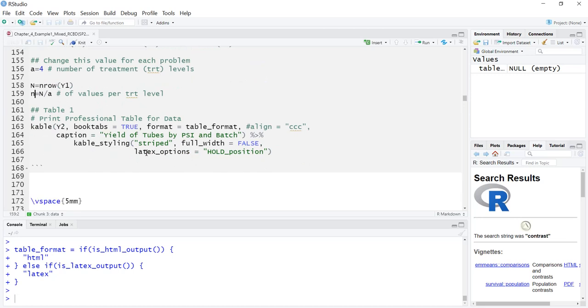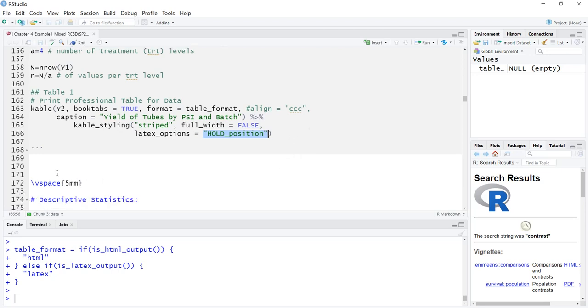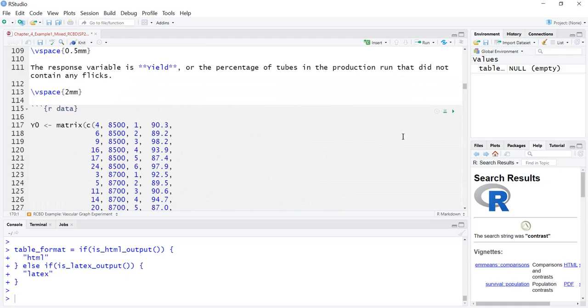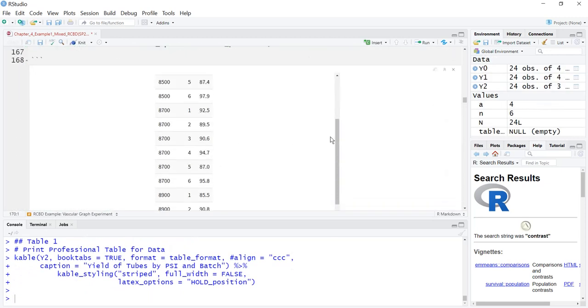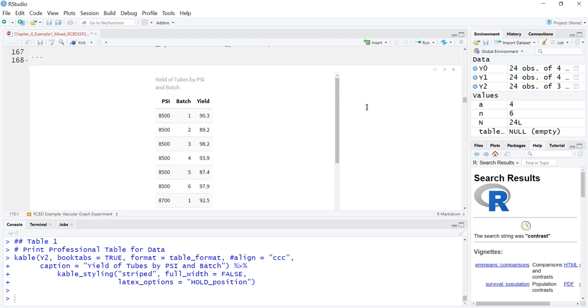And then I've added this latex options equals hold position. That's important because it'll put your table where it's supposed to be now instead of letting it float around. And it was quite the pain to try to get this lined up with the table in the right spot. It'd float above where it was or way below. So now it should be in good shape. Let's run this chunk. And of course, when you're running a chunk at a time, it's not an issue. It's when we knit that it becomes an issue.